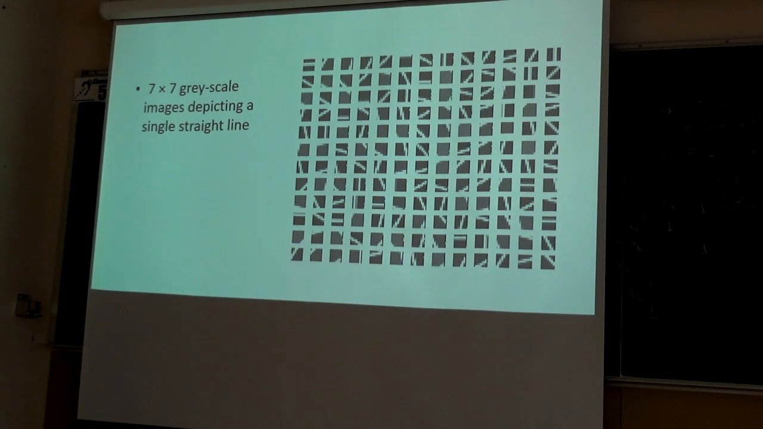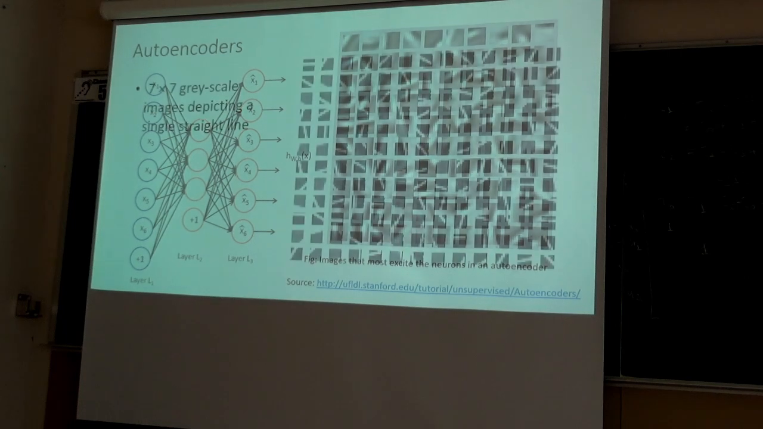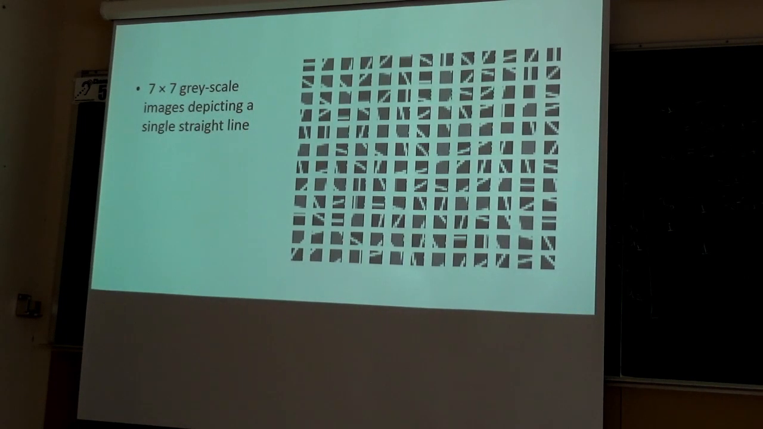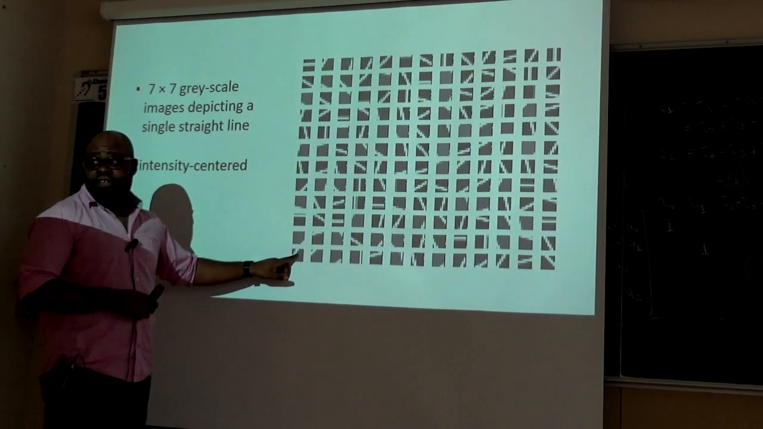I generated a bunch of images that looked like the ones from before, these edge detectors. I did that synthetically. So these are going to be 7x7 grayscale images depicting a line. And the line can be in any orientation and in any position within the patch. You can even leave the patch, meaning that you're going to get the empty image or the black image. Since these are 7x7 images, we can do one more thing, which is intensity center them. What that means is that if you average the pixel intensity in each image, you get 0.